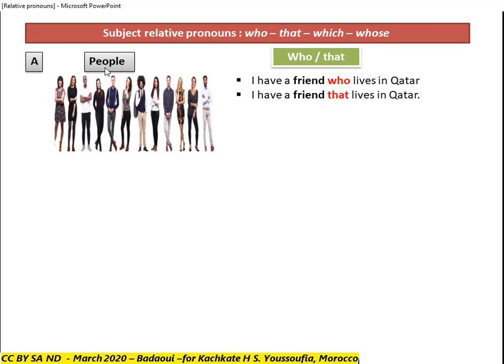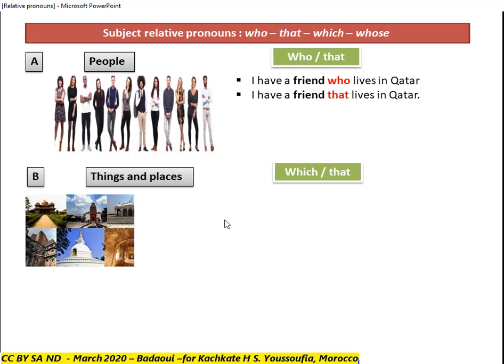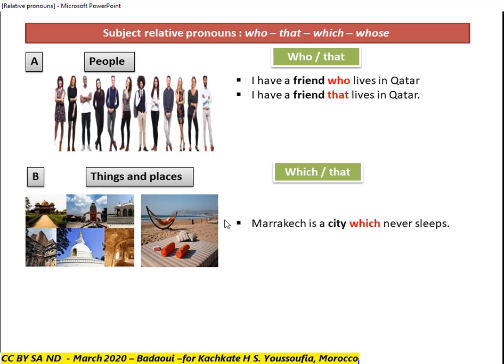In B, when we want to refer to things and places, we use which and that. Here you can see two examples, two cities or objects in many different places. We talk about Marrakesh. We say, for example, Marrakesh is a city which never sleeps. Or we can replace which with that. We say Marrakesh is a city that never sleeps.